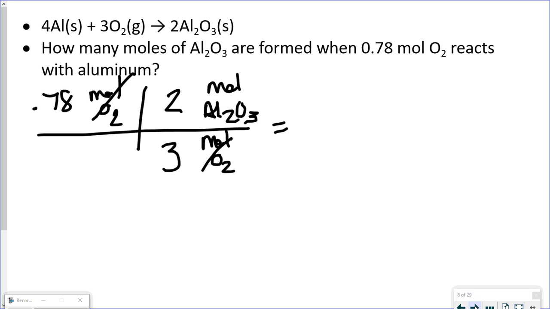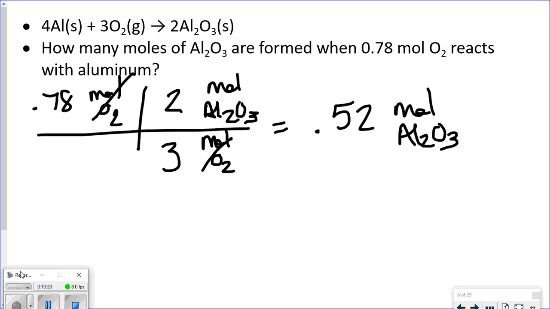So when we calculate, we're going to do the 0.78 times 2 divided by 3. And our answer, we can have to 2 sig figs. So that's going to be 0.52 moles of aluminum oxide. Make sure you're practicing these skills, and starting tomorrow we're going to do the longer stoichiometry problems where we add in all of our other steps we learned from the mole.